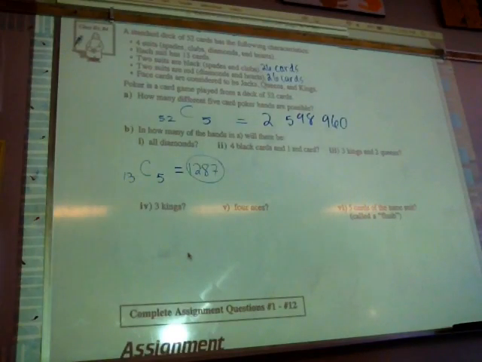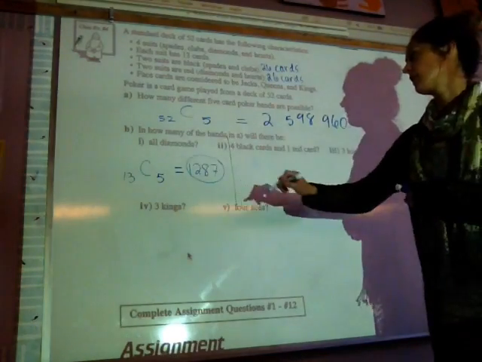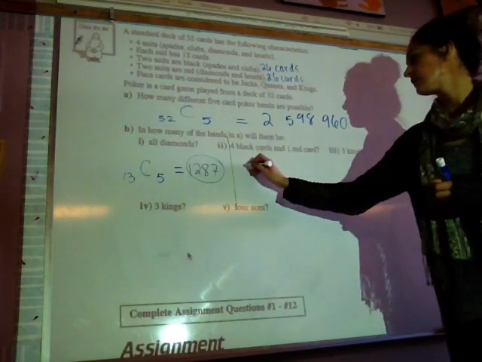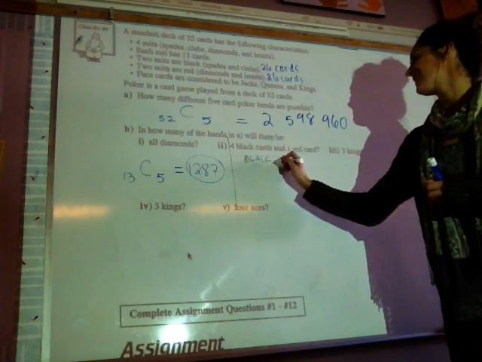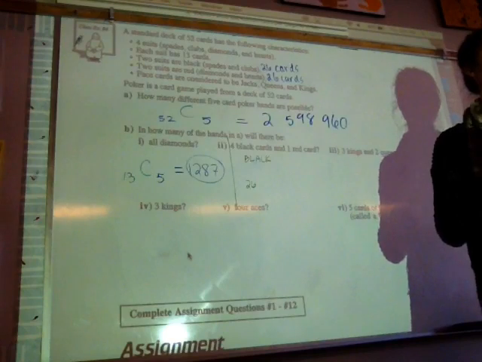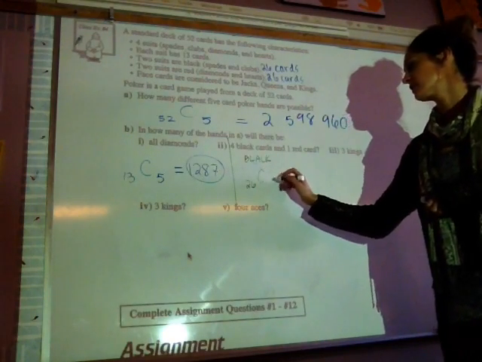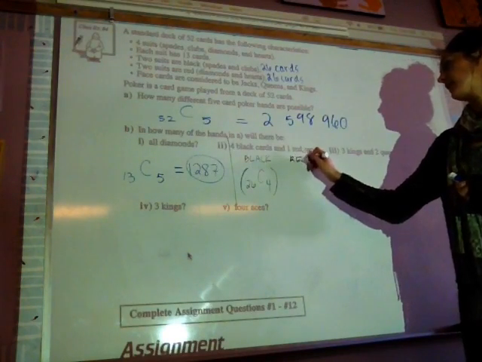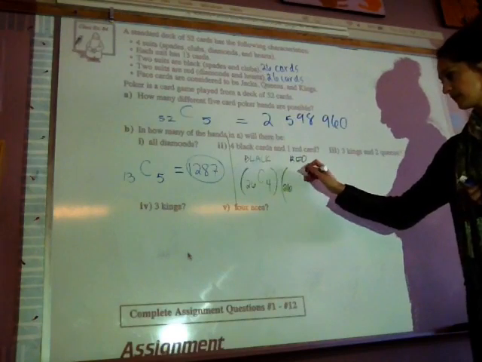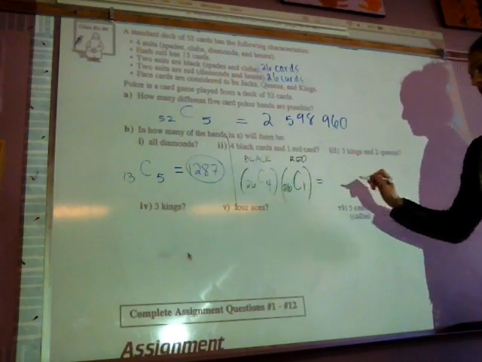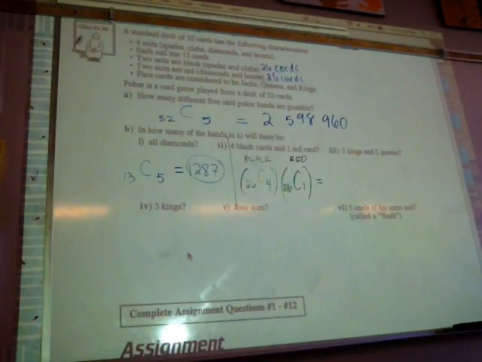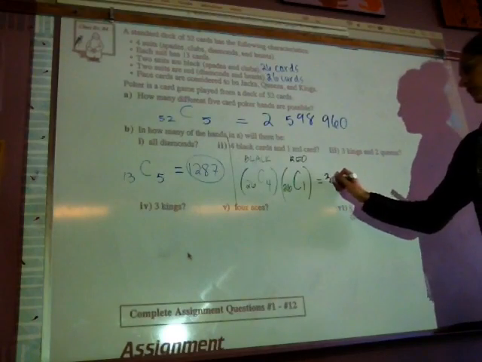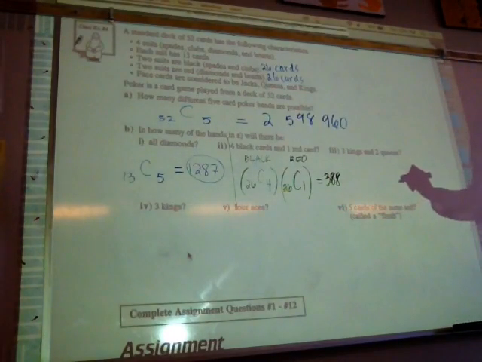Okay, guys. So next scenario, 4 cards are black and 1 card is red. Okay, how many black cards? We have 26 black cards because there's spades and clubs. Okay, so 26, choose 4. So they're telling us 4 black cards. And we're going to multiply by how many red? Well, there's 26 red cards. We're going to choose 1 of them. So just multiply those 2 combinations together. You should get 388,700.